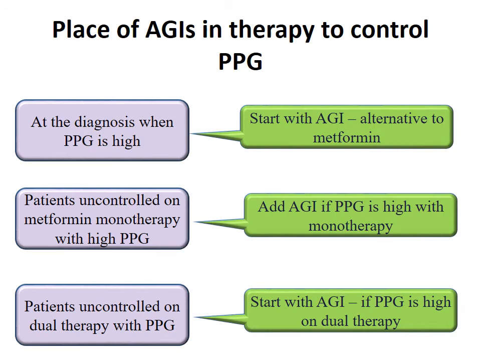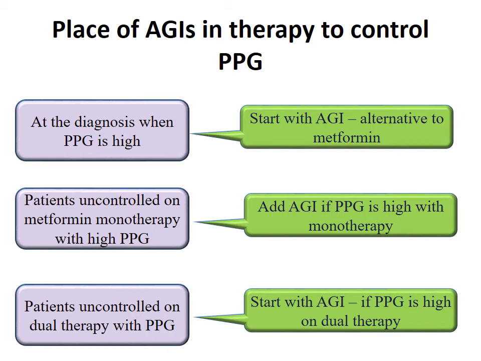Alpha glucosidase inhibitors can be used in therapy to control postprandial glucose. They can be used first at the diagnosis when postprandial glucose level is high. Usually we start with alpha glucosidase inhibitor if metformin cannot be used or is contraindicated. They also can be given to patients uncontrolled on metformin monotherapy with high postprandial glucose level, so they can be added to metformin.